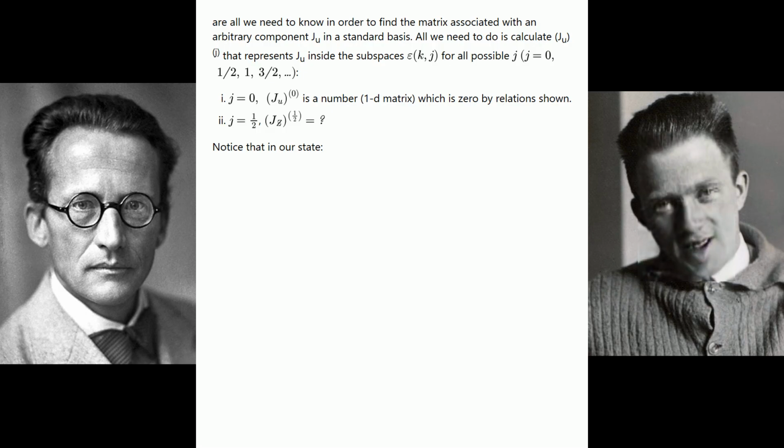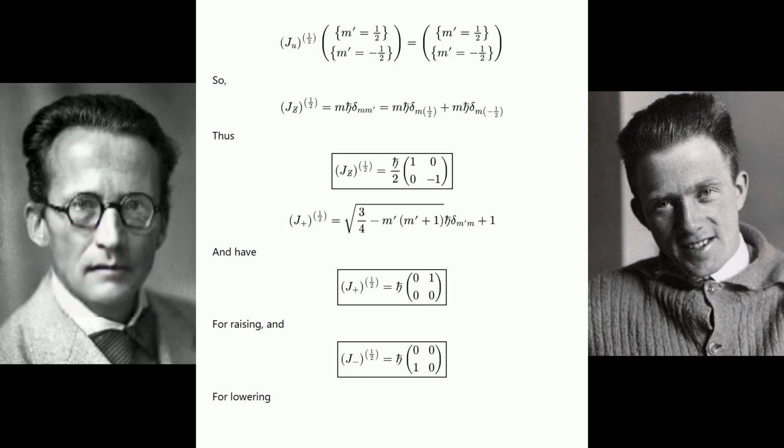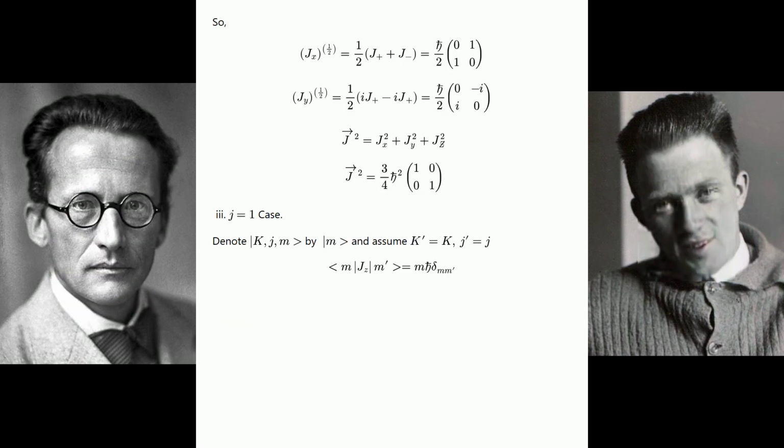J = 0: J_u^(0) is a number, a 1D matrix, which is 0 by the relations shown. J = 1/2: J_z^(1/2) = ? Notice that in our state (see the equation shown). So (see the equation shown). Thus (see the two equations shown). And have (see the equation shown) for raising and (see the equation shown) for lowering. So, (see the equations shown).